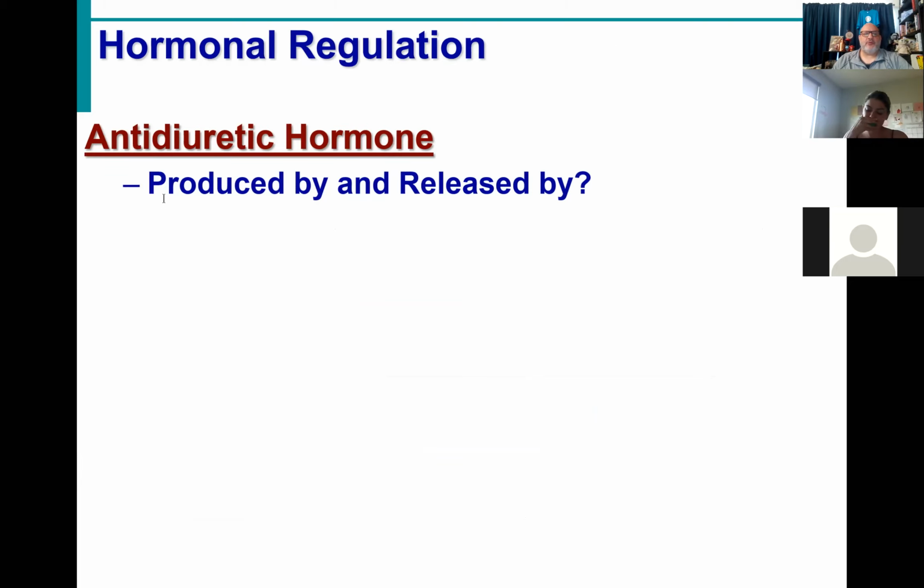Antidiuretic hormone. Someone remind me where it is produced. I always love blank stares when we're in a cumulative class with a cumulative final exam. Well, I'll give you a hint. Notice I asked produced by and released by as different questions, which is probably an indication, if you remember back to our endocrine system, that these are not produced and released in the same location.